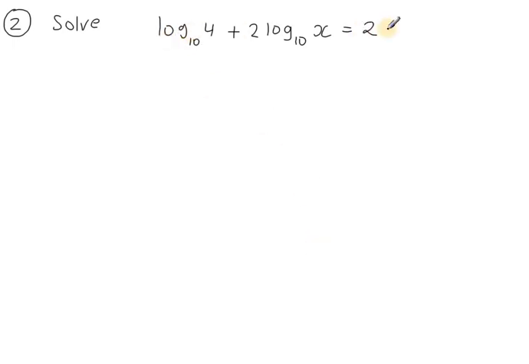Example 2, we need to solve to work out x. We have multiple log terms, so the first aim here is to combine them into a single log term, and we can take the 2 there, which is a coefficient, and move it up here as a power. So we have log 4, and the base is 10, so I'm not going to write down base 10. Log x squared is equal to 2.